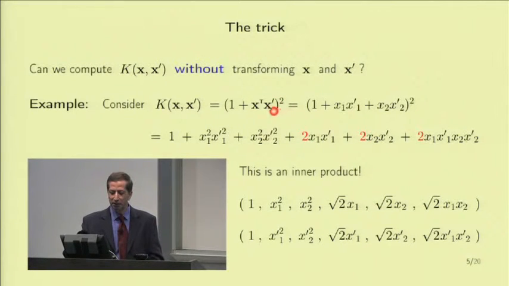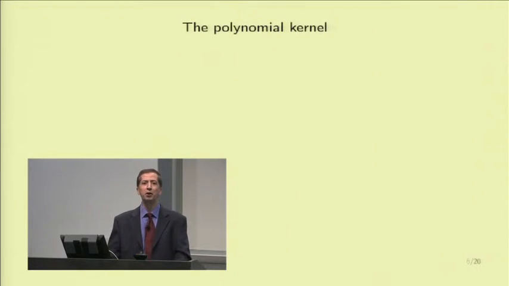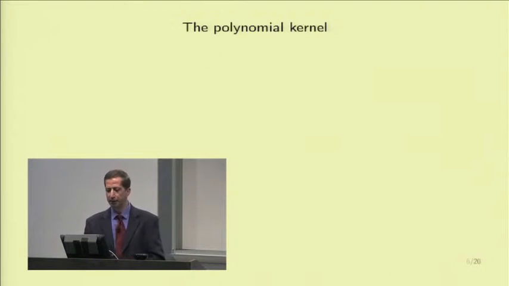Now, think of what happens if, instead of taking 1 plus x to the 2, I do it to the 100. Look at the difference between computing this quantity and actually going to the 100 order transformation, getting this expanded and getting the other one expanded and then doing the inner product. So let's see how this works. That's called the polynomial kernel, okay?